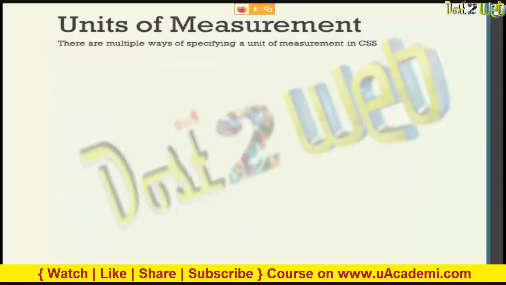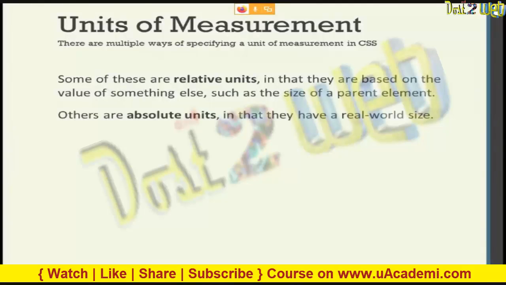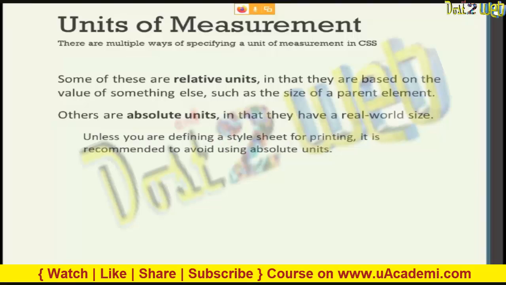Next, units for measurement. There are multiple ways of specifying a unit of measurement in CSS. Some of these are relative units, in that they are based on the value of something else, such as the size of a parent element. Whenever you are defining the size of any element, you can use the relative unit. Others are absolute units, which means they are real-world sizes. Whatever the exact absolute value, it cannot be changed. That is the absolute unit.